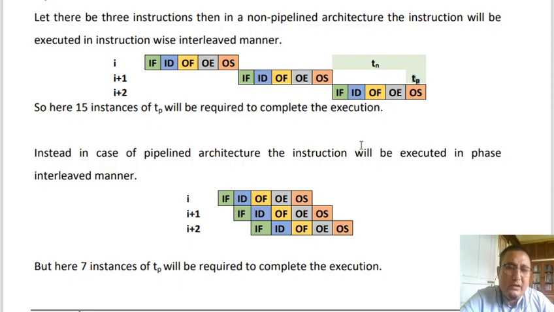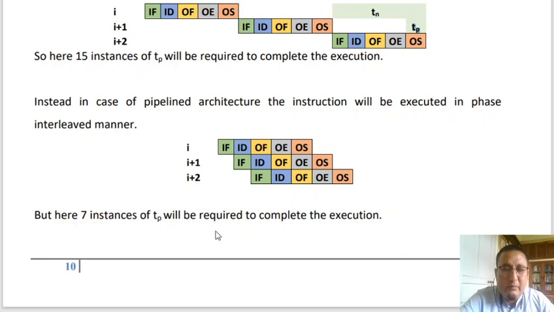Now on the contrary, let us consider the same set of instructions executed in a pipelined architecture. Here I, I plus 1 and I plus 2 are executed in the pipelined architecture. Whenever one instruction is being executed, the other one is being fetched and prepared for execution. So the execution is phase interleaved. The total amount of time required will be 7 instances of Tp for completing the execution. So 7 is considerably less than 15.